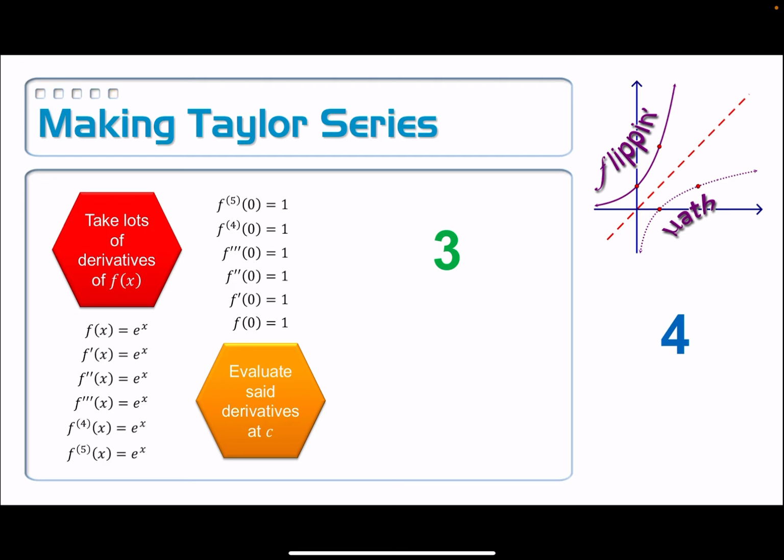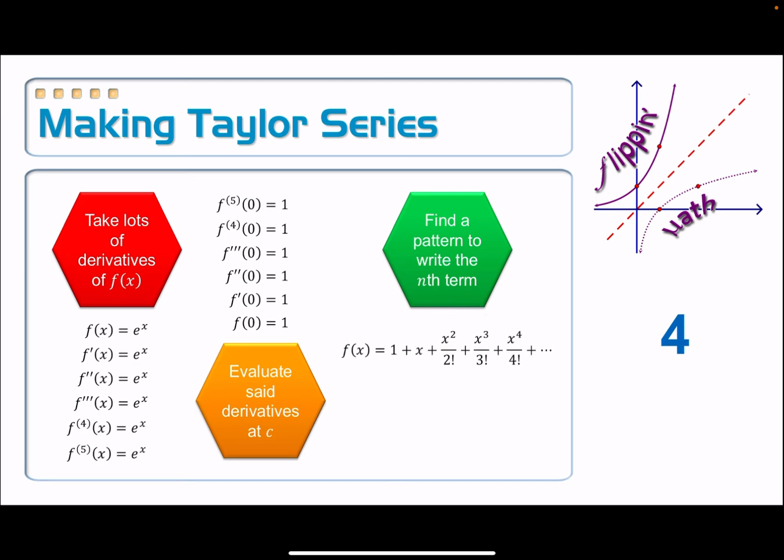Next, you have to find a pattern in order to write your nth degree term, so you can write your summation notation. If this is n equals 0, this is n equals 1, this is n equals 2, and n equals 3, then I can see pretty clearly that this is x to the nth power over n factorial. So I can write my summation as f of x equals the sum from n equals 0 to infinity of x to the n divided by n factorial. There is the Taylor series for e to the x.